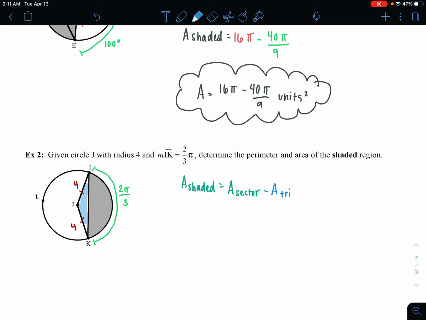In order to turn the measure of arc IK into an angle measure, I should have just given this to you. So from the start, if you weren't sure, this will be 120 degrees. If you do remember from Algebra 2, you can do 180 times 2 divided by 3, and it gives you 120. So sorry about that. I should have given that to you to start with. So this is 120 degrees, meaning that since this is in the middle, this angle measure here will be 120 degrees as well.